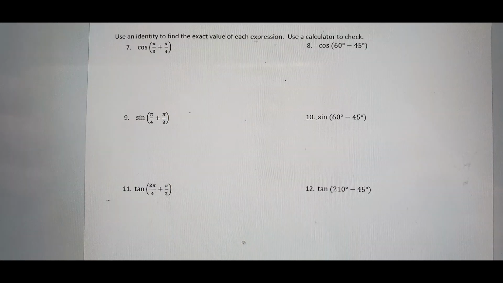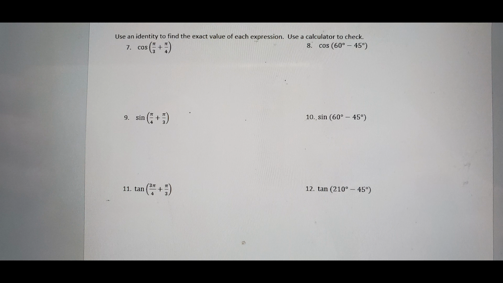When you get to 7 through 12, it says find the exact value of the expressions. Well, this is super simple. They already broke it up for you. So for the first one, they already told you what alpha and beta are. All of these, they tell you what alpha and beta are. So all you have to do is plug them into the formulas and then just use a unit circle and come up with the answer.